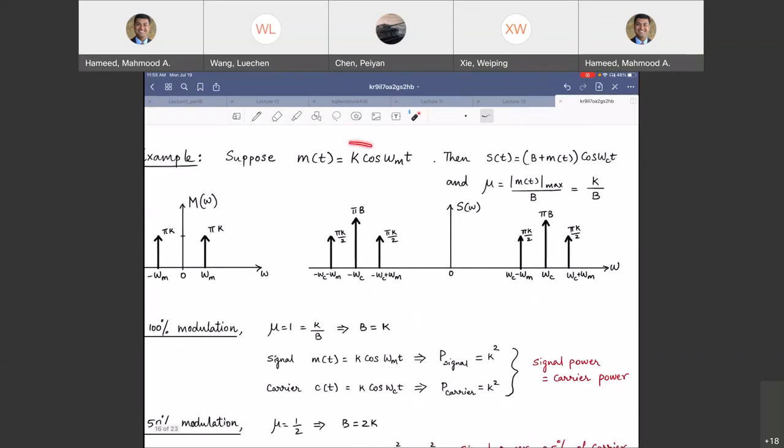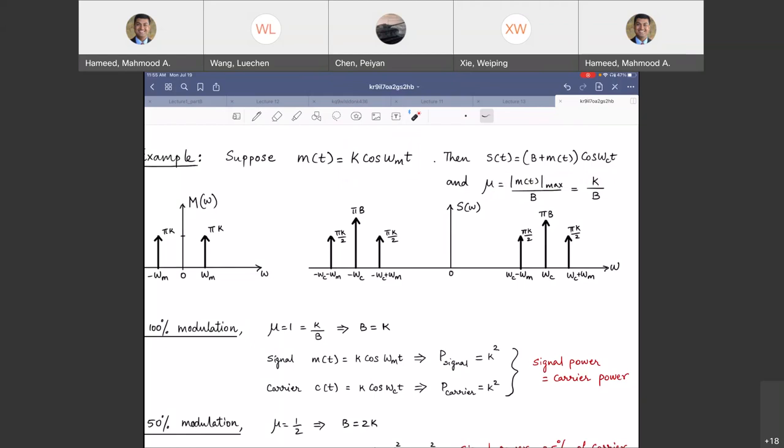That is the signal that you're trying to transmit. S of t, the transmitted message, is some bias B that has been added to M of t to make it greater than or equal to zero, multiplied by the cosine carrier, cosine omega_c t. Mu from before is the ratio of the maximum value in M of t divided by B. The maximum value in M of t is what? The absolute of this will just give you K. So mu is K divided by B in this example.